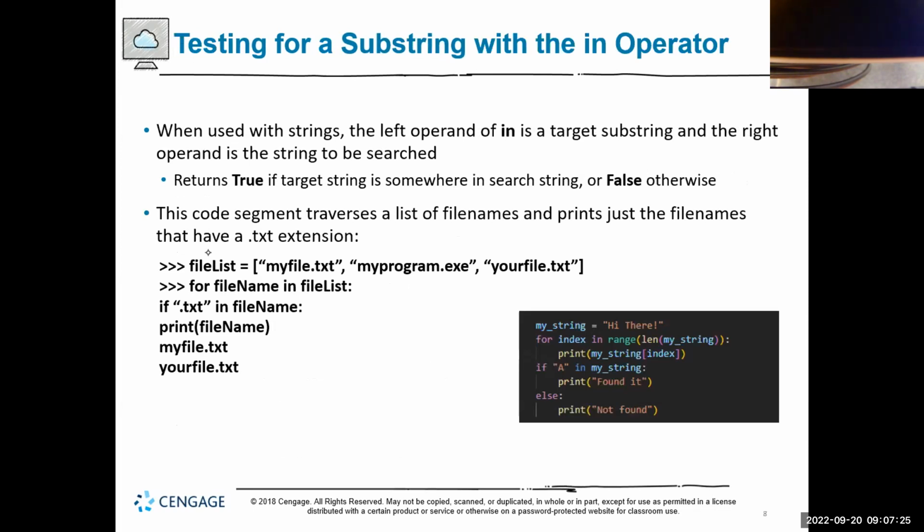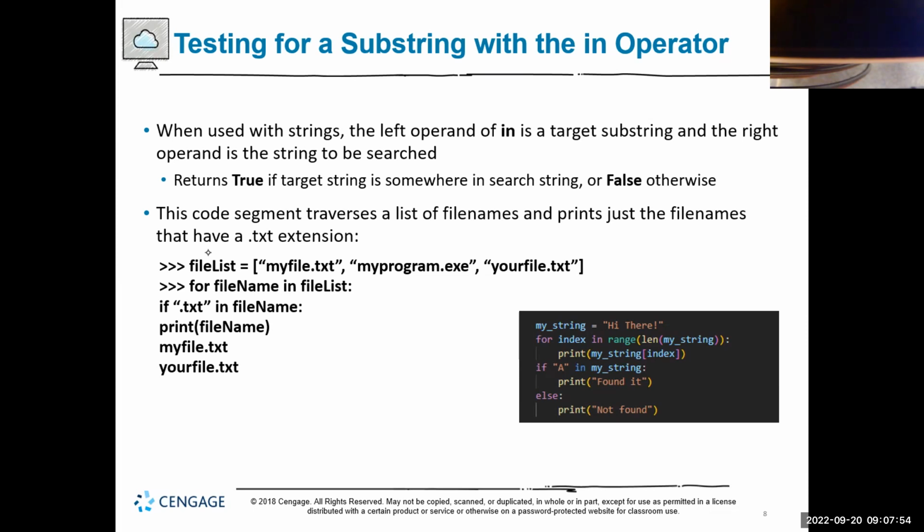Okay, now for this one, all right. So for this one also, when the left operator is in, that means you want to check if the substring is in the string or not, right? So for this one, you see you have the file list here. We will learn about the list later in this class. A list, you have 3 elements in the list. You have myfile.txt, you have myprogram.exe, and you have jawfile.txt here.